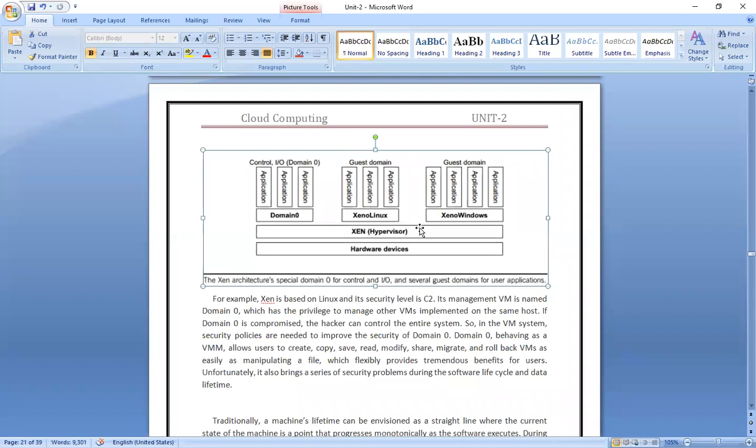So in this architecture there is a special domain 0 to control the input and output. This one is the control and input output, a special domain called domain 0, and there are several guest domains for user applications, like this one is a guest and this one is a guest.